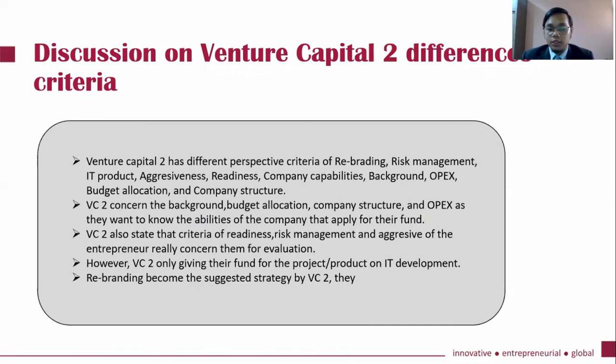Venture Capital 2 also states the criteria of the entrepreneur they want to apply, which is that the entrepreneur must be ready, have readiness criteria, risk management ability, and aggressiveness of the project. They will use these criteria to evaluate when someone applies for their fund. However, Venture Capital 2 only offers their fund on projects or products in IT development only. So rebranding has become their main strategy for commercialization or product development.